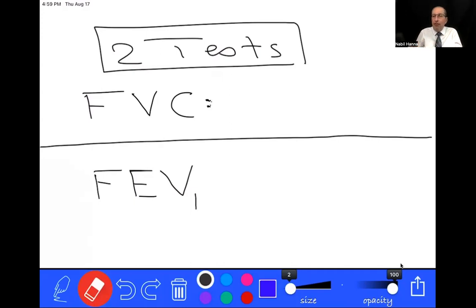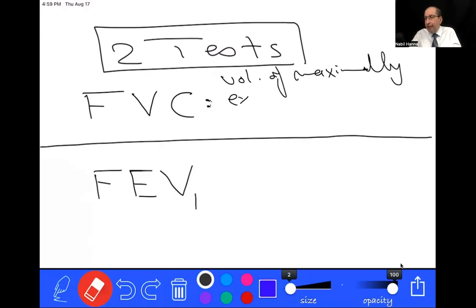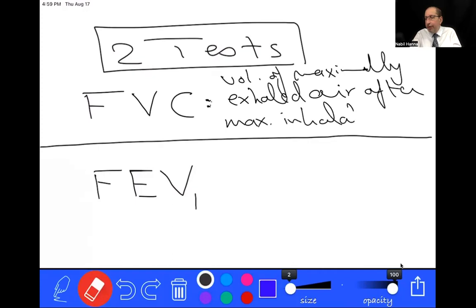So the forced vital capacity is the volume of maximally exhaled air after maximal inhalation. That's the forced vital capacity.